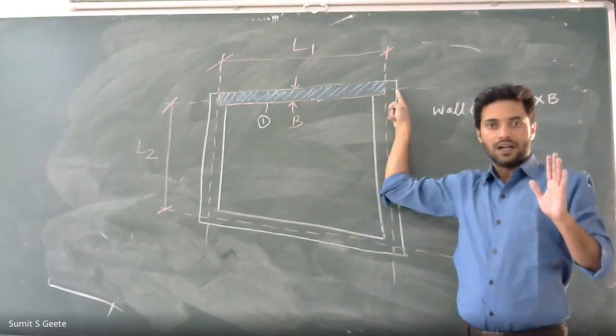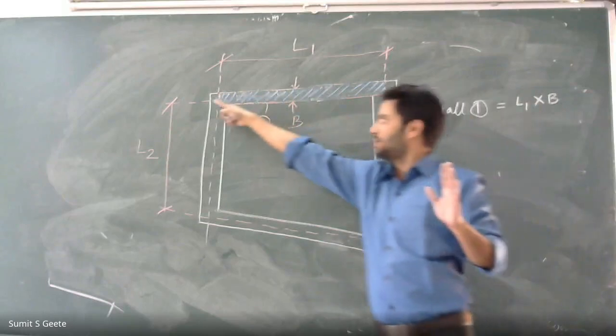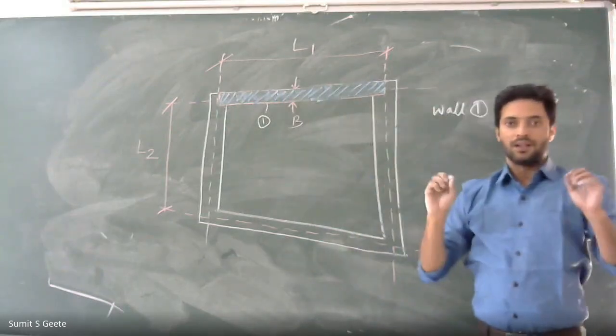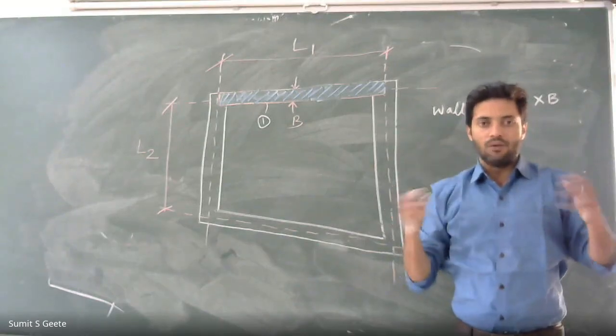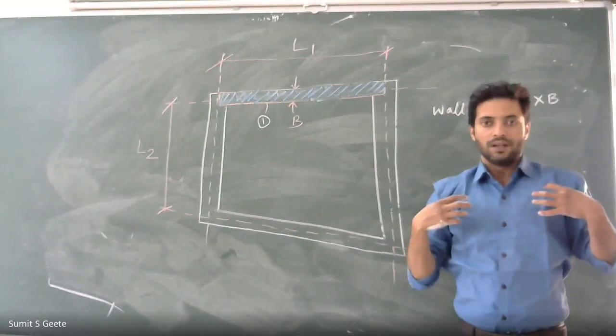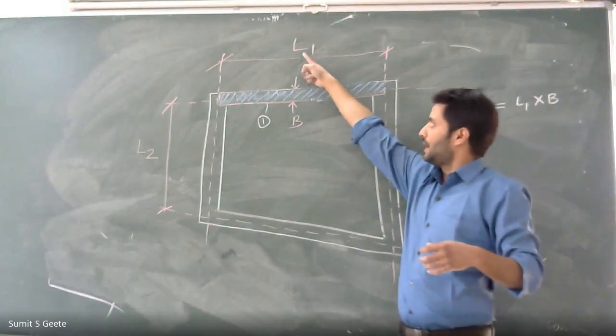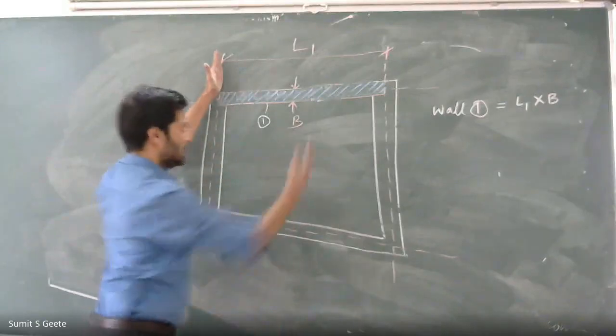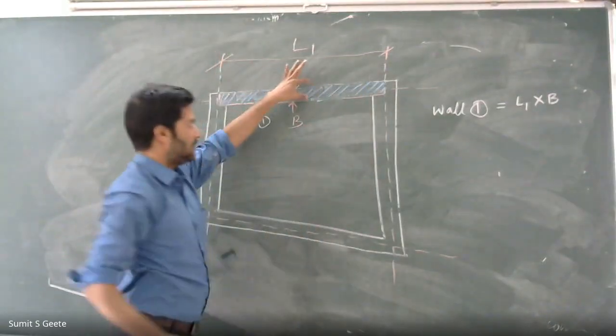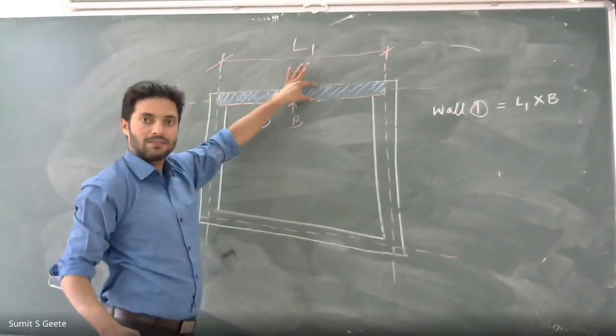I want to calculate the area of this complete unit from this to this. Is it okay? Now, to calculate this area, what am I going to do? I am going to take L1, that is the center to center distance between this and this, and multiply L1 by B.